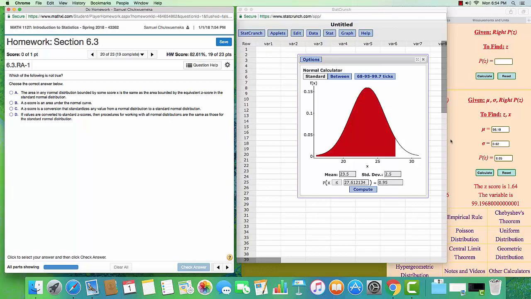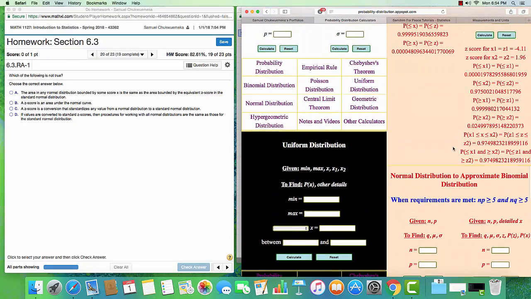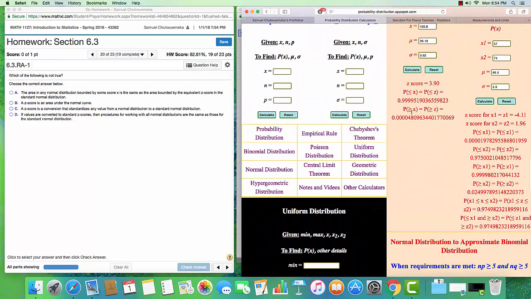That is correct. If you look at my calculator, I wrote it. The probability that is greater than x is the same probability that is greater than the z-score. The z-score is just converting that x to the standard score so that you can use the standard normal table. So yes, the area bounded by the x is the same when you convert it to the z-score. It's the equivalent z-score, so that you can use the standard normal distribution table. So A is correct.